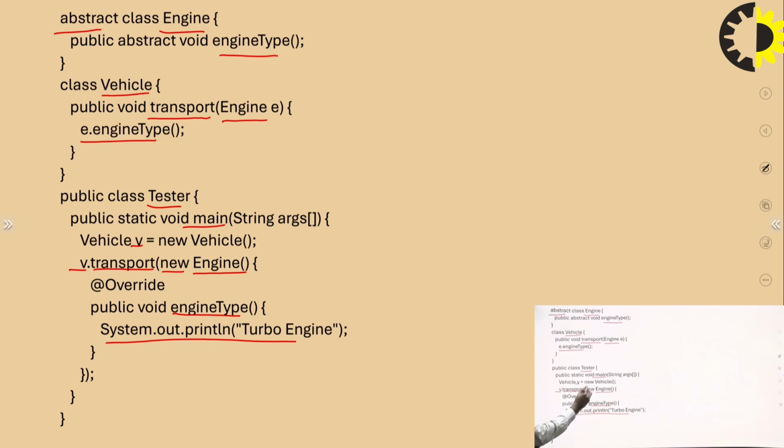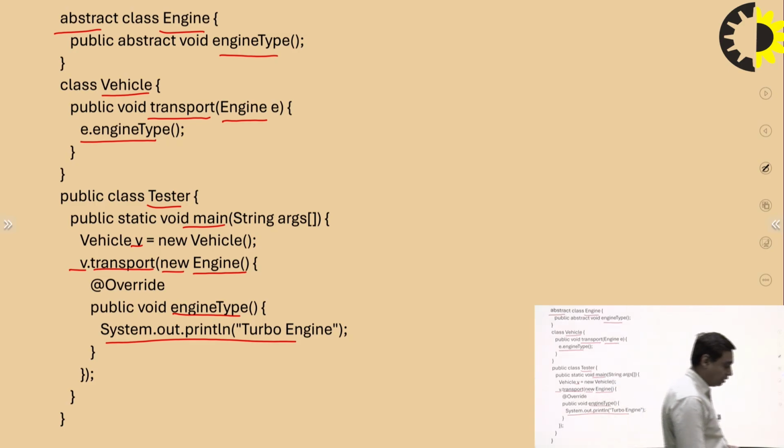So an anonymous inner class will create an anonymous object that will be passed as an argument to the transport, and that object type will be of the engine class. Therefore, we have implemented the abstract method here. When you run this program, it will display the outcome turbo engine, because the object is passed here and we are calling e.engineType. So it will run this implementation and display the turbo engine.